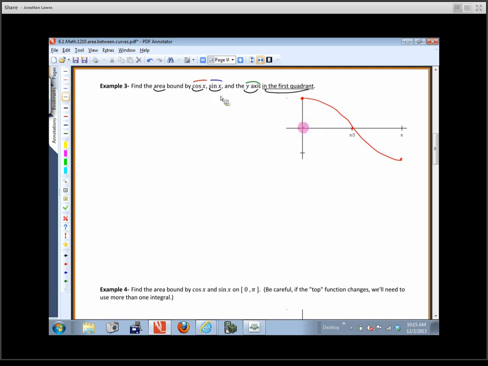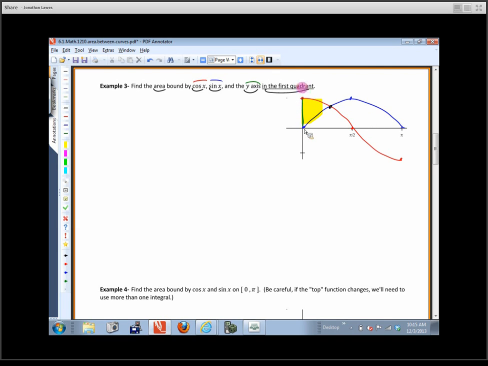The sine starts at 0 and goes up to 1 and then back down to 0. So the sine looks something like this. And then the y-axis, of course, is right here. So this little region right here is what I'm after. I want to find the area of that region. What area? This area right here. So let me shade it in. That area right there. But the first quadrant. Over here? No, never mind.